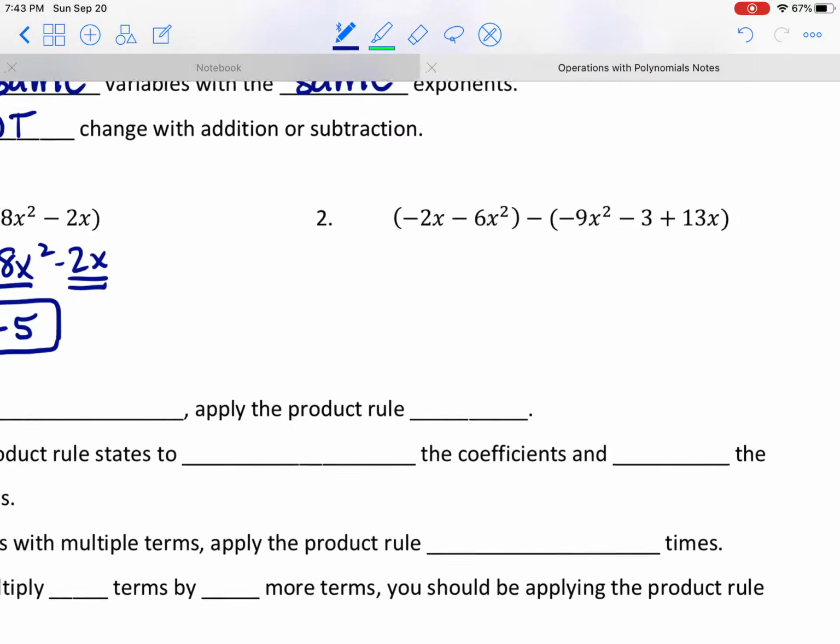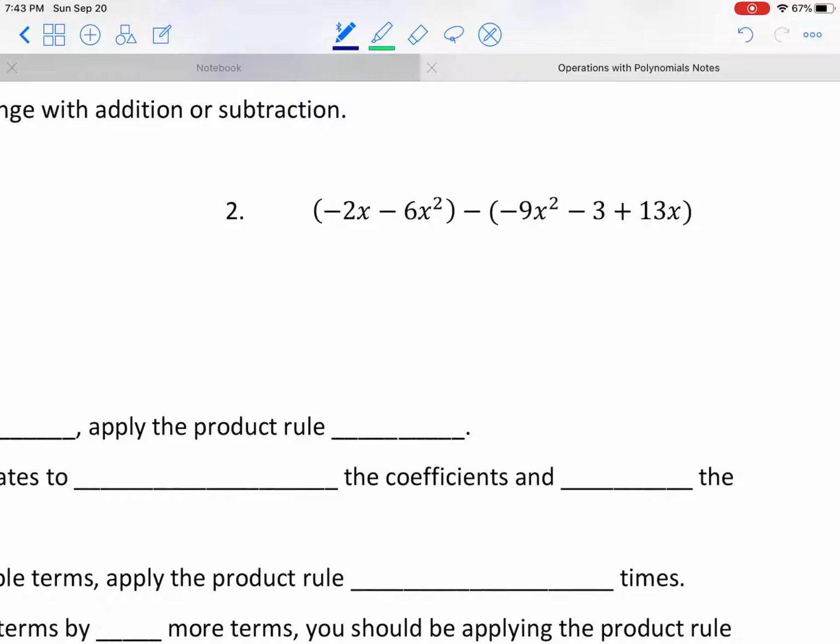All right, now if you look at number 2, the parentheses are going to matter for one of the polynomials. So we have this polynomial, and it says to subtract this one. In this particular problem, the first set of parentheses don't matter because, again, multiplying by a positive 1 doesn't do anything. So in my first polynomial, I can remove those parentheses. So I'm going to bring down my minus 2x and minus 6x squared. Now the second set has a negative in front. That's like having a negative 1 here.